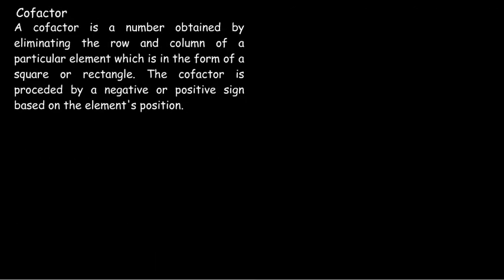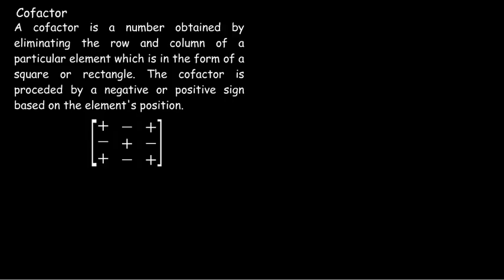The second term we will be discussing is cofactor. Now a cofactor is a number obtained by eliminating the row and column of a particular element in the form of a square or rectangular matrix. Now the cofactor is preceded by a negative or positive sign based on the element position. Based on the position, we use a matrix to signify the sign. That's our first element to be plus, the second will be negative, plus, and so on and so forth. So it goes plus minus plus, minus plus minus, plus minus plus.